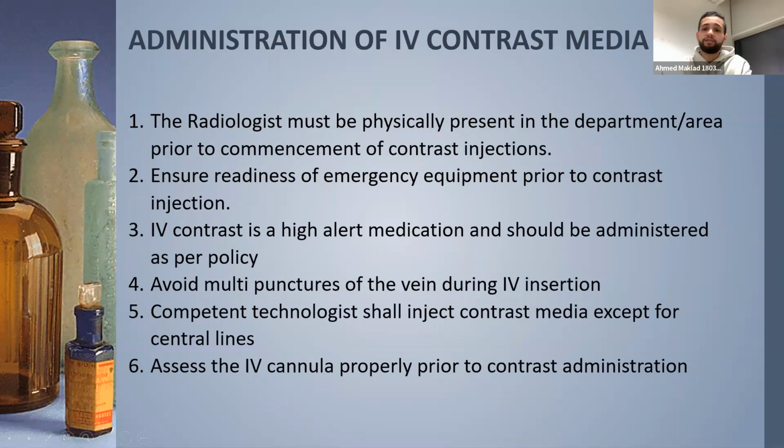Administration of the IV contrast media. Honestly, guys, you just have to read it. Nothing really to explain. The radiologist must be physically present when you give the contrast. You need the emergency equipment ready in case anything happens, like an allergic reaction or anaphylaxis. You need to follow policy because IV contrast is a high alert medication. Try to only stick to one vein. Don't try to puncture multiple veins to get access.